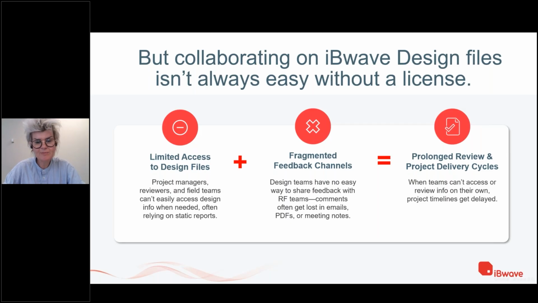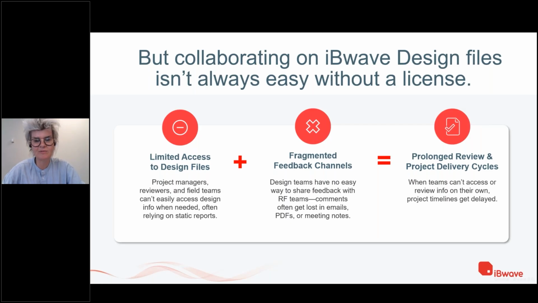And then the feedback channels can typically be somewhat fragmented. If you have a team in the field, they don't have an easy way to relay information, like a cable needs to be rerouted from the original design plan this way, or maybe a radio needs to be moved this way. Typically that's done either in meetings or in email, so it can get a little bit fragmented. And all of that can lead to longer delivery life cycles. Those are some of the pain points that we've heard from the teams working in and around the iBwave design files.